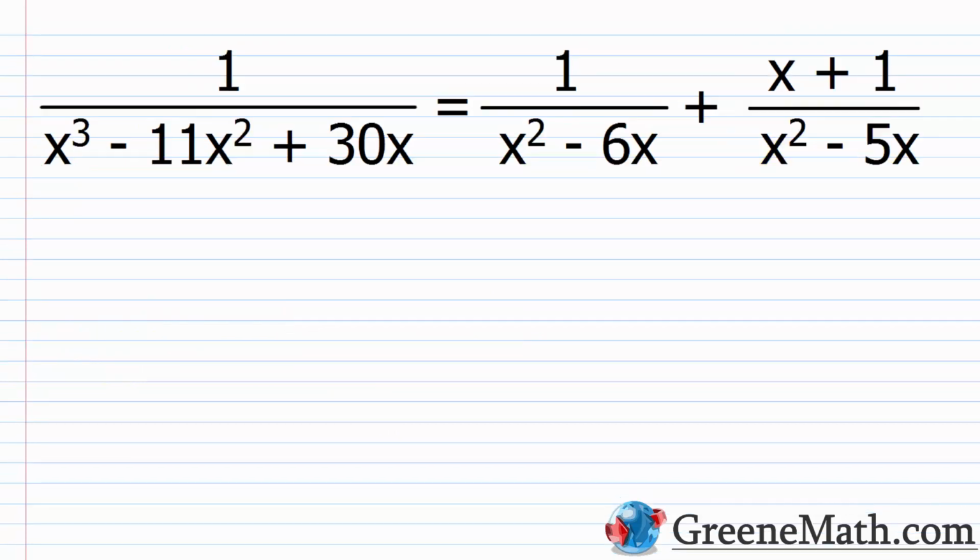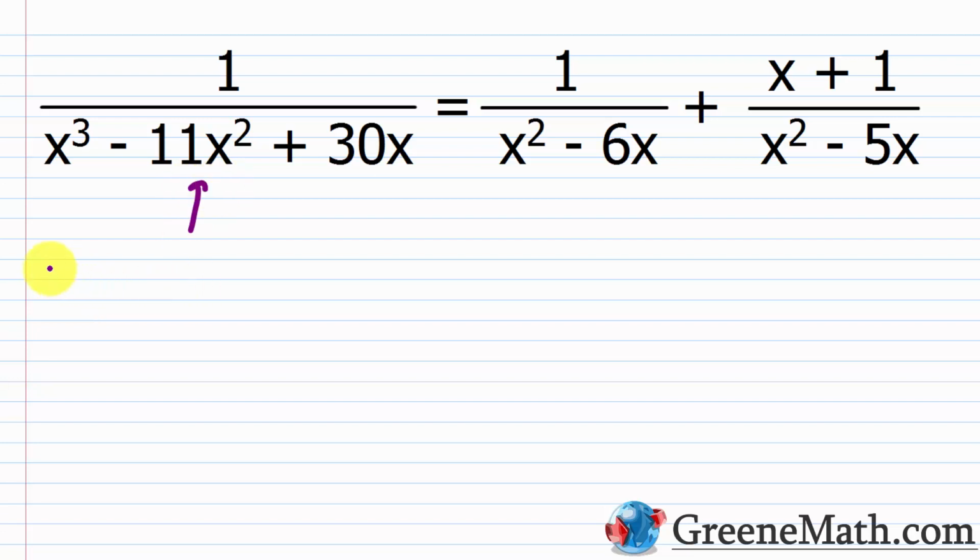All right, let's take a look at one more. So we have 1 over x cubed minus 11x squared plus 30x, and this is equal to 1 over x squared minus 6x, and then plus x plus 1 over x squared minus 5x. So again, I want to find the LCD first. So that means I need to factor everything.